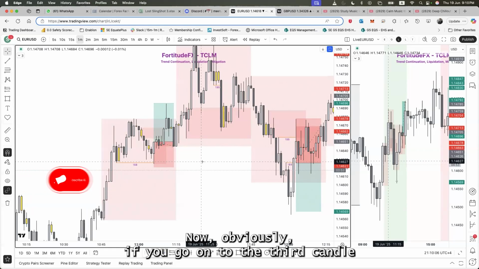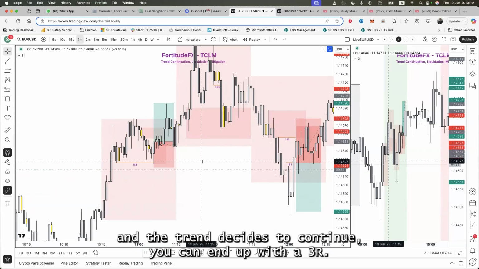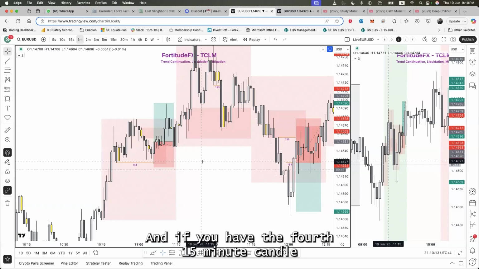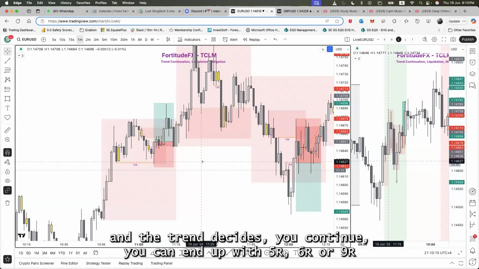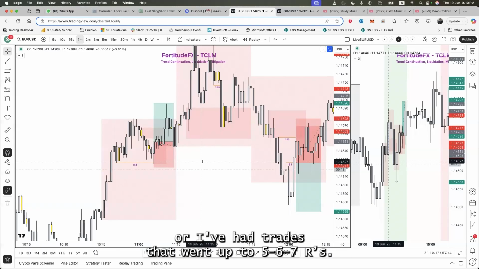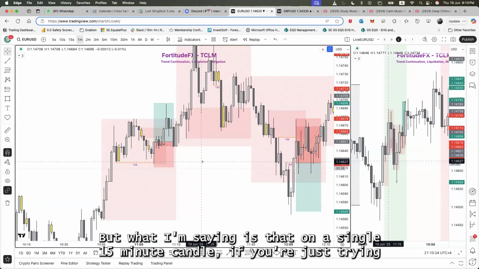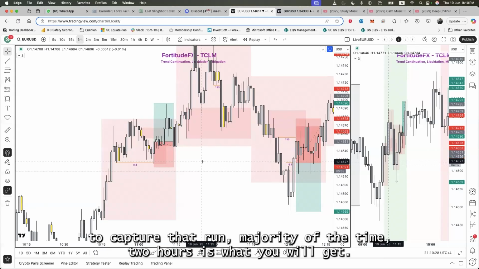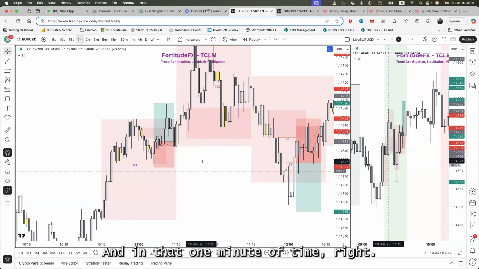Now, obviously, if you go onto the third candle and the trend decides to continue, you can end up with a 3R. And if you have the fourth 15-minute candle and the trend decides to continue, you can end up with 5R, 6R, 9R. I've had trades that went up to 5, 6, 7Rs. Obviously, they were not live trades. I don't hold it that long. But what I'm saying is that on a single 15-minute candle, if you're just trying to capture that run, majority of the time, 2R is what you will get in that 1-minute candle, right?